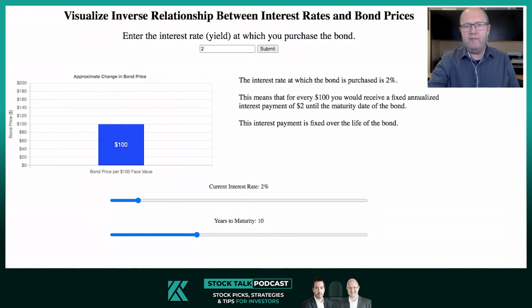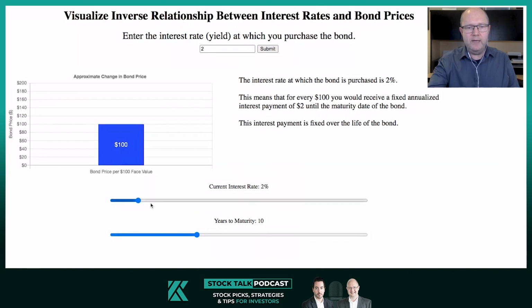So that means that for every $100 that you invested, you're going to be getting annualized interest payments of $2. And these are typically semi-annual, so it's going to get paid twice per year, but annualized $2. And this interest payment is fixed over the life of the bond, which in this case is 10 years. So no matter what happens, you're going to get that 2% annualized per year over the 10 years, and then you're going to get your $100 returned at the end of 10 years.